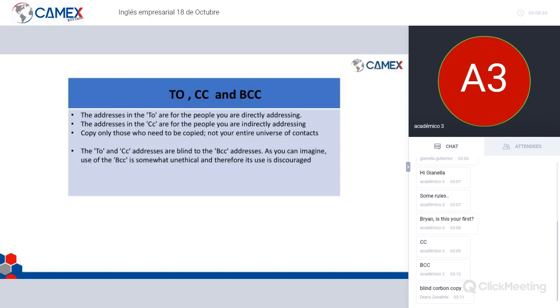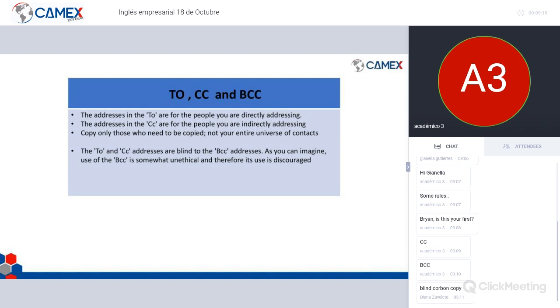If you are using that one, the intention is that you are copying another person, and if there is a third person you want to copy, you don't want the rest of the people to know the name of the person you copied on the email. So I would say the BCC is not really proper behavior when you write emails. It sounds a little bit unethical, so normally I would never use it.